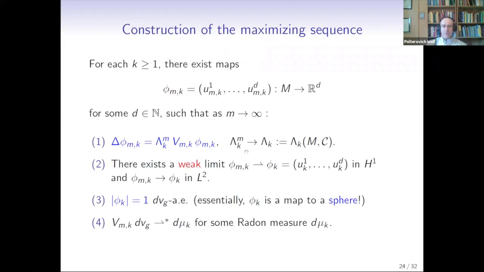So the key here is that, on this slide, the nice things are colored with blue color, and not so nice things are colored with red color. And I'm going to use this convention later on. So the fact that we have a weak limit in H1 turns out to be not good enough. And here is the reason.